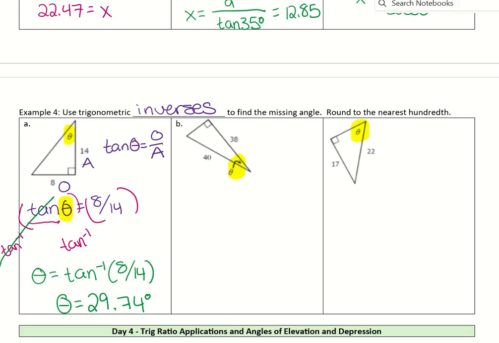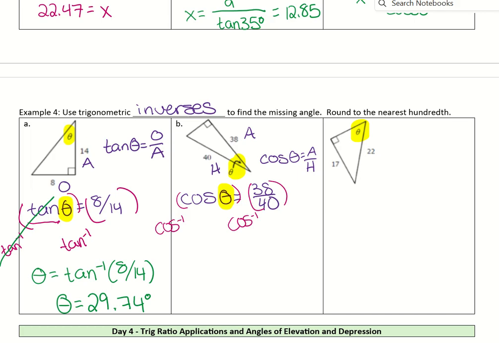All right, two more to go. This one we've got adjacent and hypotenuse. So we're going to use cosine of theta equals A over H. So cosine of theta equals 38/40. So now again, we want theta. We need to make cosine go away. So we're going to find the inverse cosine of both sides. Cosine and inverse cosine say goodbye to each other, and we're left with just theta. And then over here, we're left with inverse cosine of 38/40.